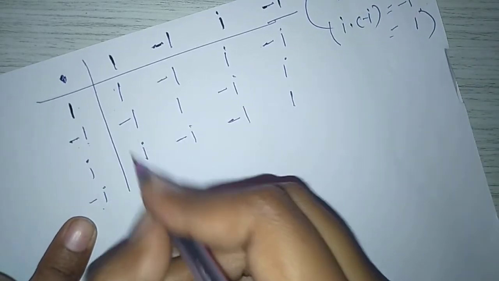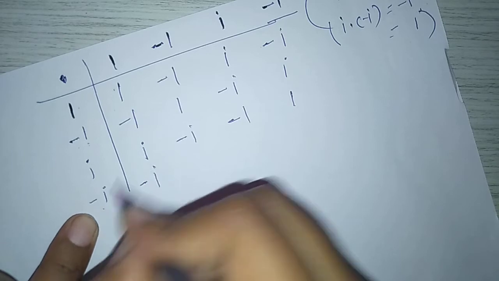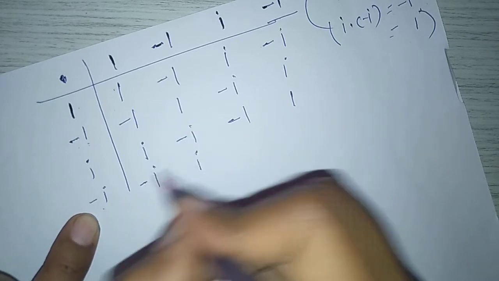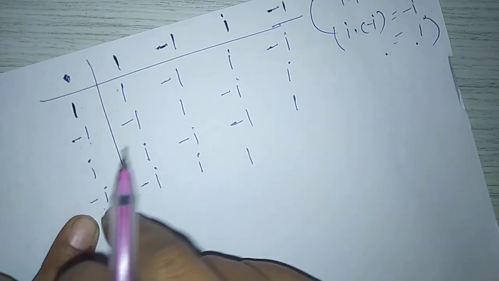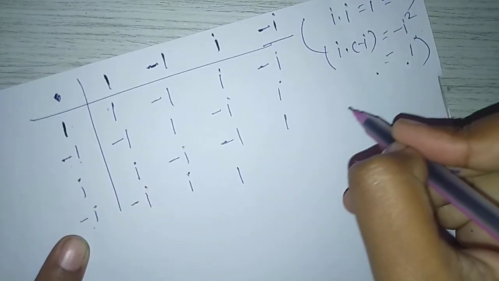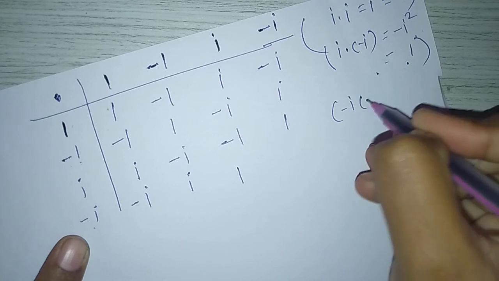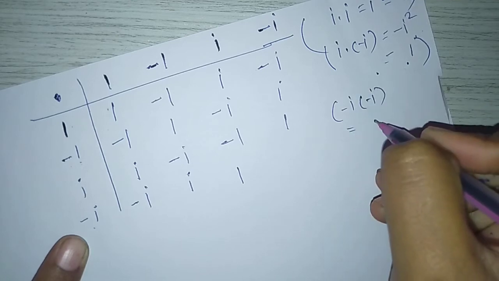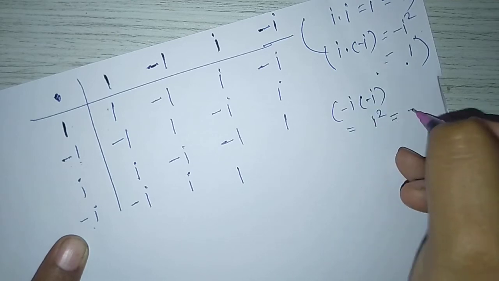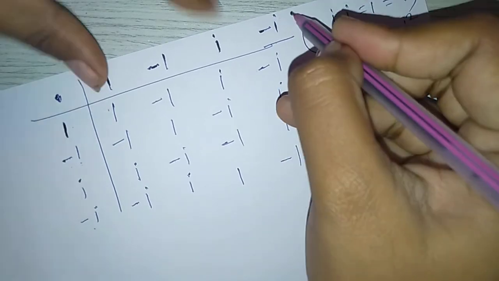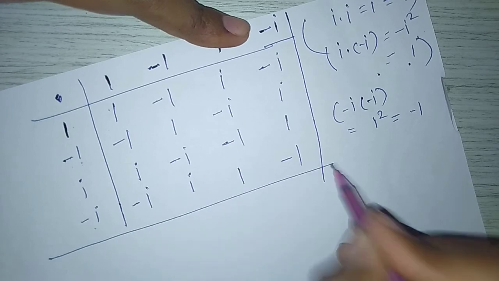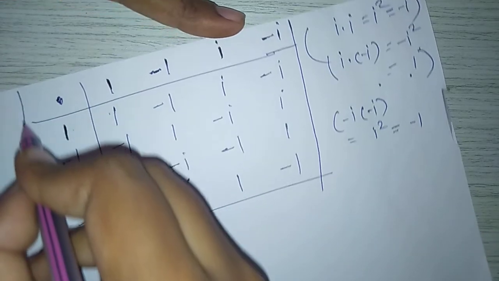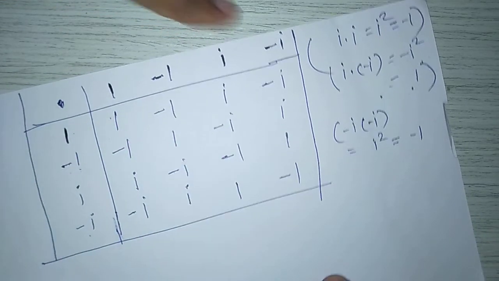Minus i into 1 is minus i, minus i into minus 1 is plus i, minus i into i is plus 1, minus i into minus i equals plus i square, which equals minus 1. This is the composition table for G under the binary operation multiplication.